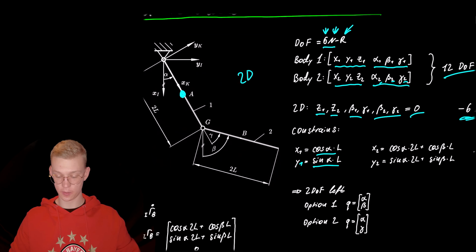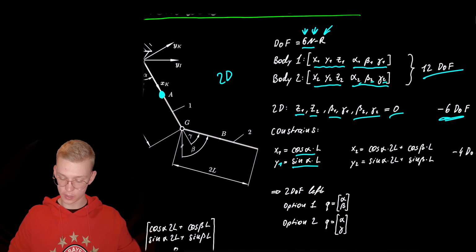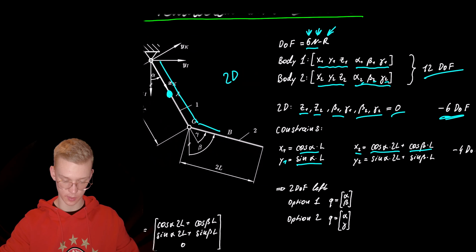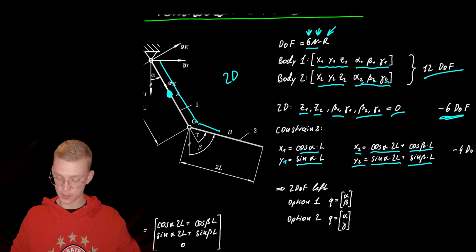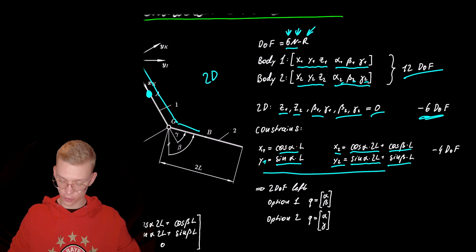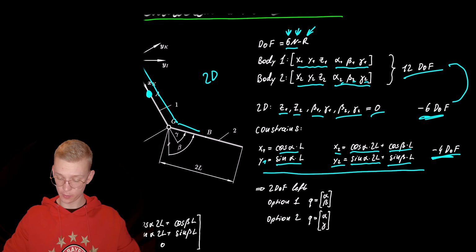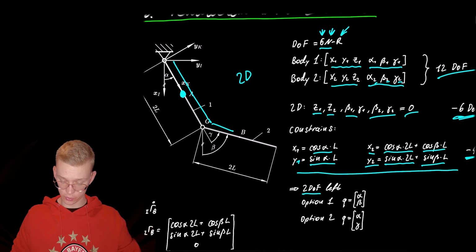And then we have the center of gravity of our second body. So we have x2 is cosine alpha times 2L, because we have to go all the way, plus cosine beta times L right here. And for y2, we have sine alpha times 2L plus sine beta times L. So we have 4 equations, and we again eliminated 2 degrees of freedom. So we go from 12 minus 6 minus 4, and we are left with 2 degrees of freedom.